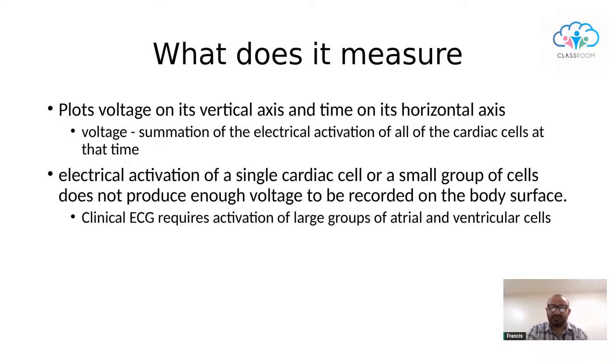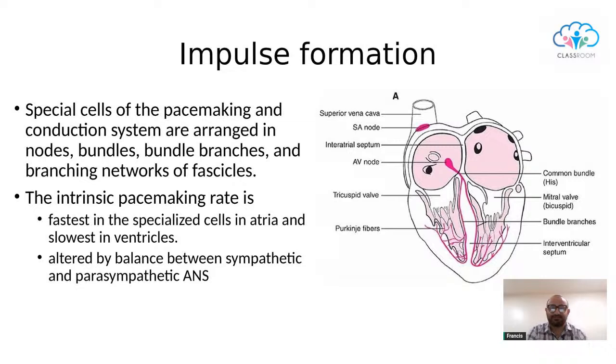So, what does the ECG measure? It plots the voltage on the y-axis and time on the x-axis. Voltage is a summation of electrical activation of all the cardiac cells at that time. Electrical activation of a single cardiac cell or a small group of cells does not produce enough voltage to be recorded on the body surface. Therefore, clinical ECG requires activation of large groups of atrial and ventricular cells.